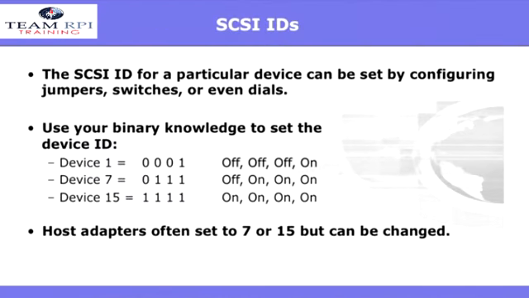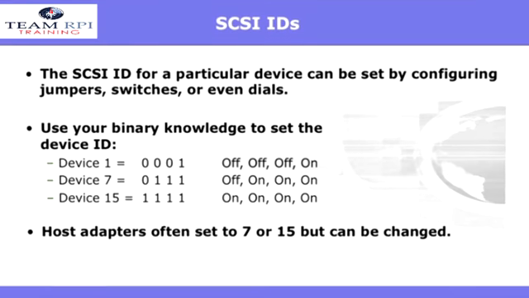You'll set the SCSI ID by configuring jumpers, switches, or possibly even dials. To do this, you're going to need to brush off your binary skills. For instance, device 1, or ID 1, is 0001, or off, off, off, on, all the way up to device 15, or ID 15, 1111, or on, on, on, on.